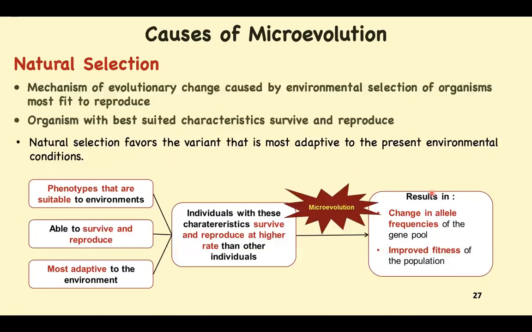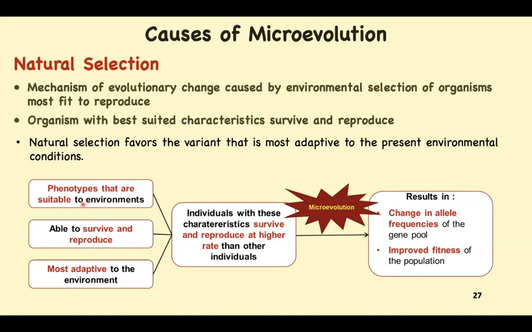Okay. So next we go on to natural selection. Natural selection is the mechanism of evolutionary change caused by environmental selection of organisms most fit to reproduce. So dia pilih organism with best characteristics to survive and also to reproduce. So natural selection ni in easy words is favoritism. Okay, favor the variant that is most adaptive to the present environmental condition.